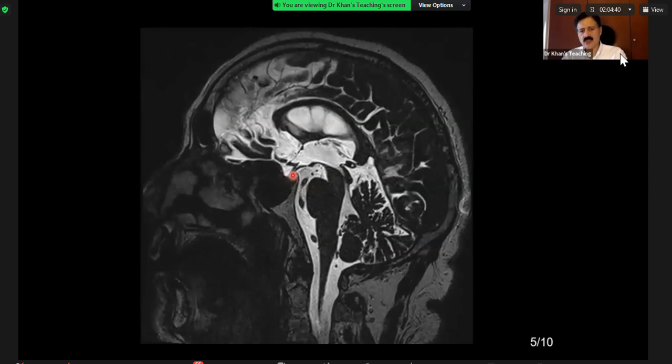This is the pituitary. This is the infundibulum. This is the optic chiasma. From here to here is the hypothalamus, the mammillary body here. And this is the pineal gland. This is the midbrain. This is the tectal plate, the aqueduct.